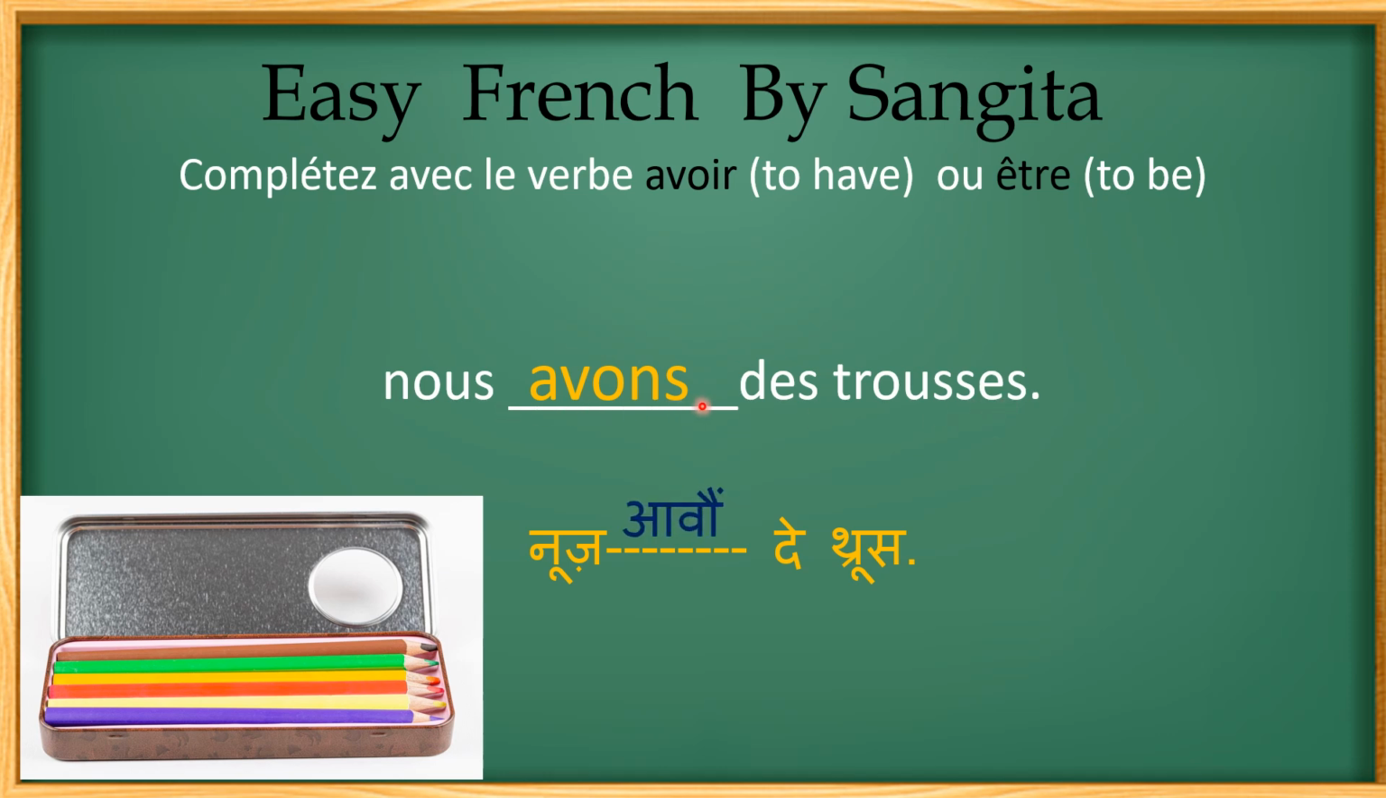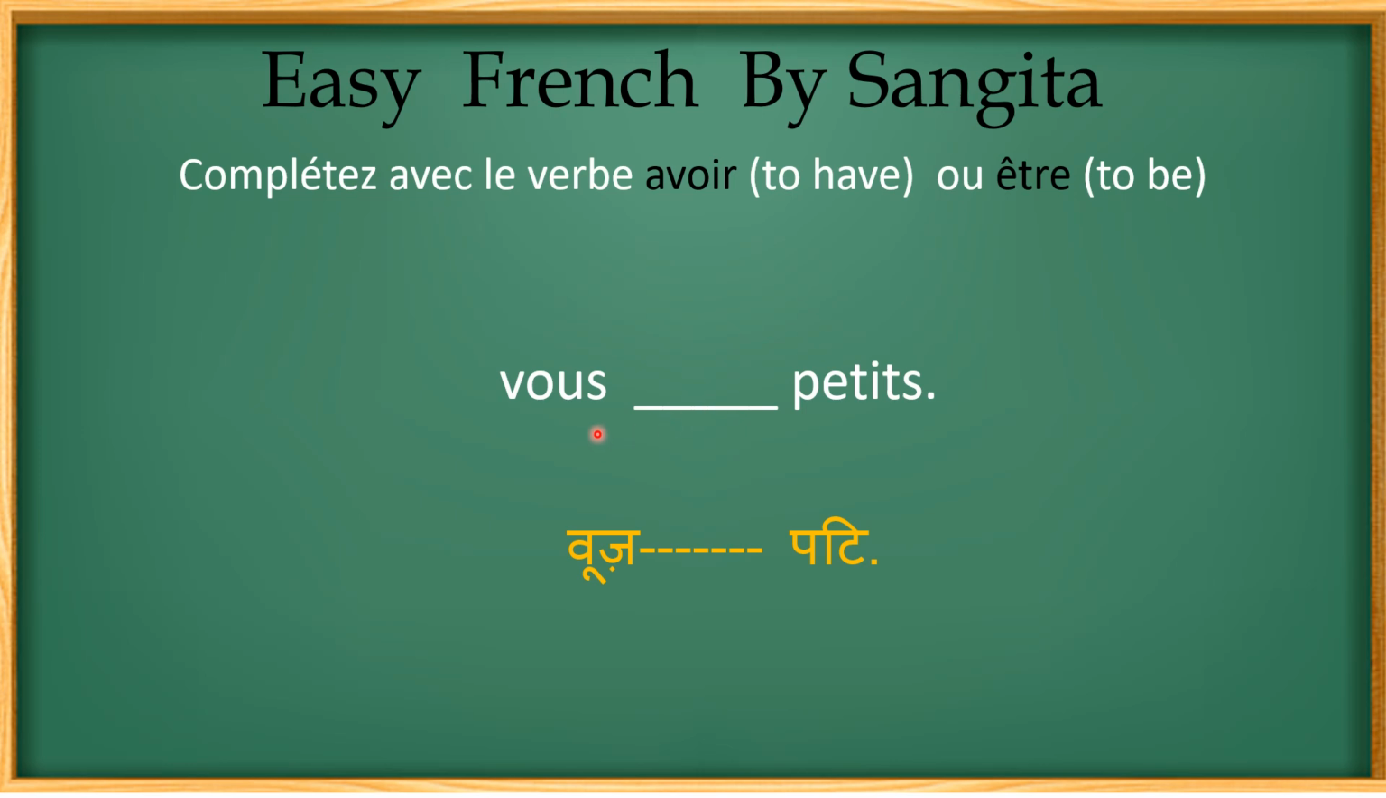Nous avons des trousses. Okay, and there's a video on all your school things, whatever is in your school bag, like pen, pencil, rubber, ruler. The link is there in the description box. Go through it. So nous avons des trousses. Now vous dash petit. Now you know that vous is used for masculine, feminine, singular, and plural.